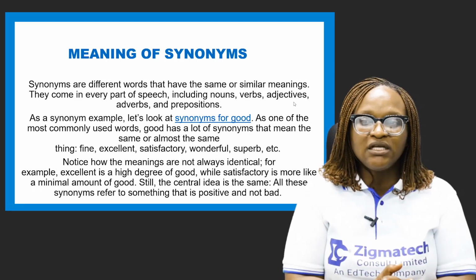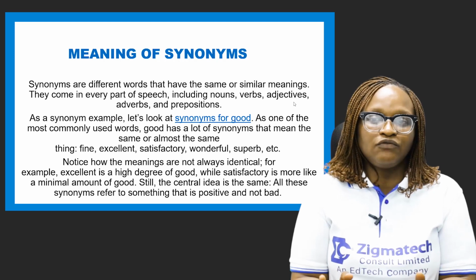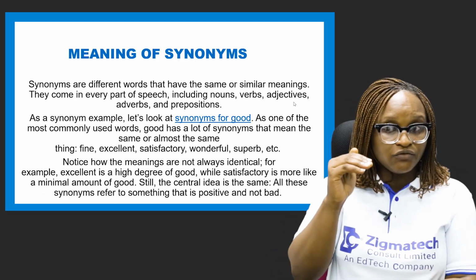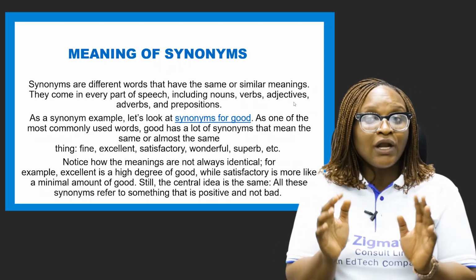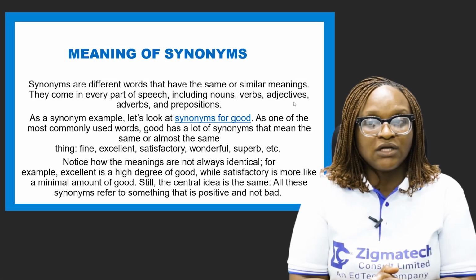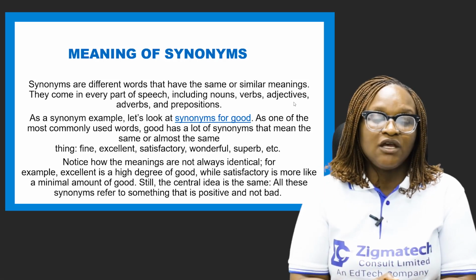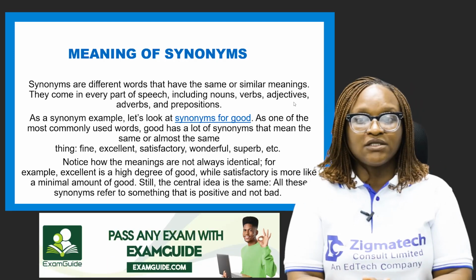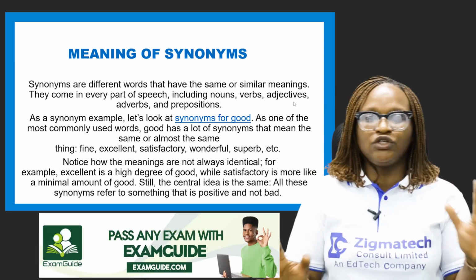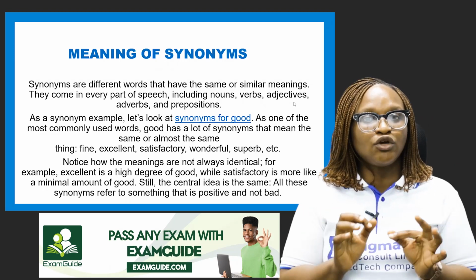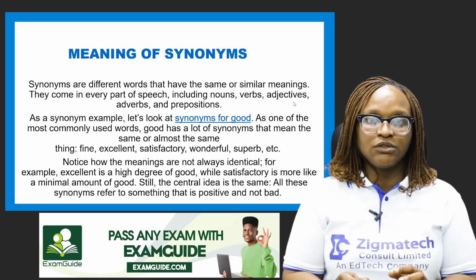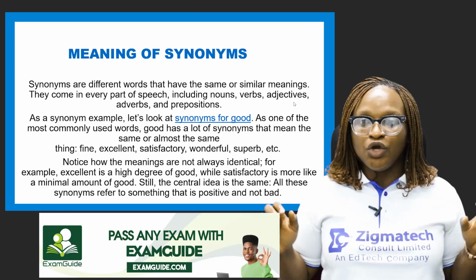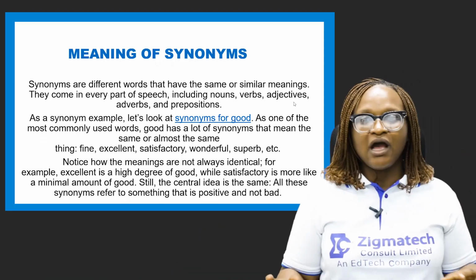Now notice how the meanings are not always identical. For example, excellent is a high degree of good, while satisfactory is more like a minimal amount of good. How was the performance? If you say excellent, and another comes and asks, how was the performance? You say satisfactory. They are two different things, but they can be used synonymously for the word good. But in context, we all understand that the degrees are different.